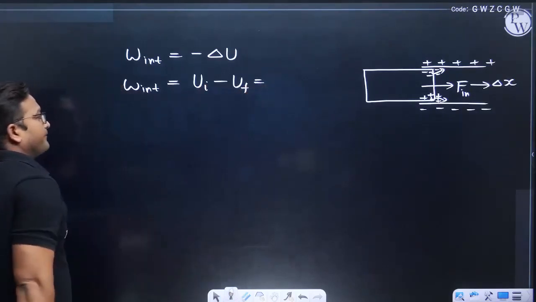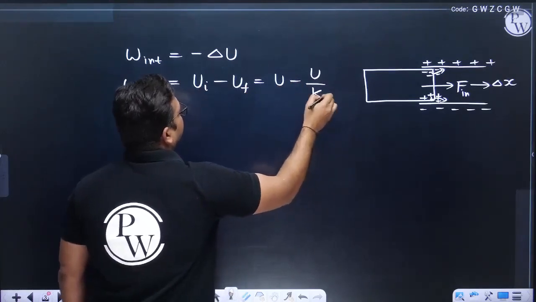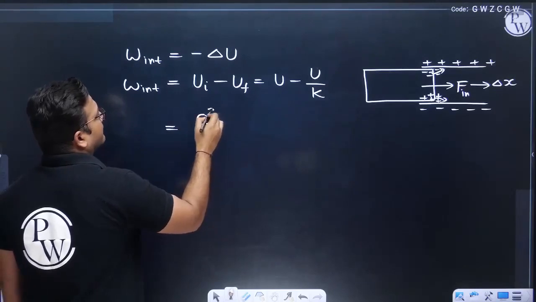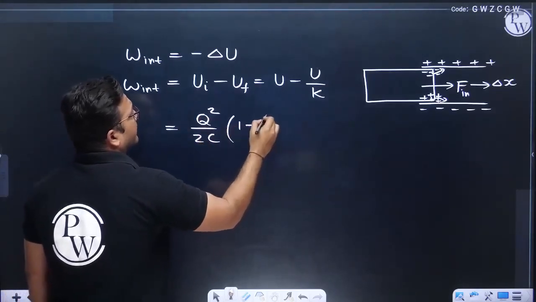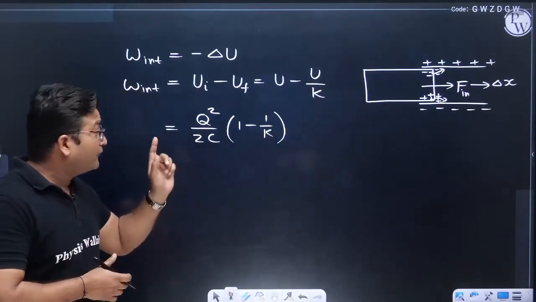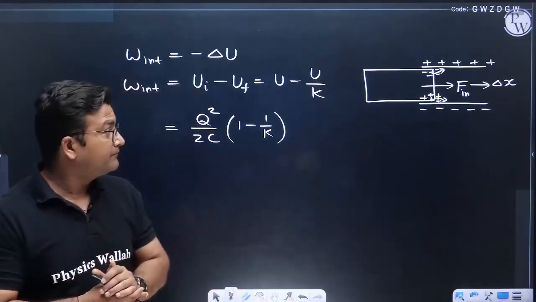That is U minus U by K. If I write U as Q square divided by 2C, take this common and we will have 1 minus 1 by K. This is actually the work done by internal force, or the force by the capacitor on the slab.